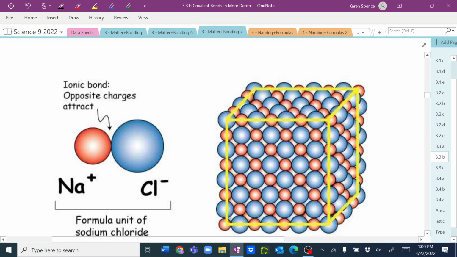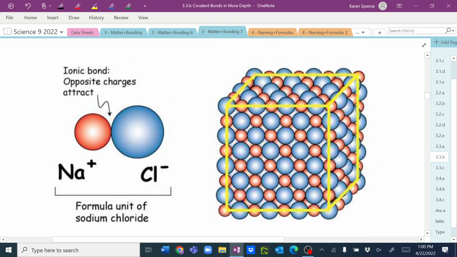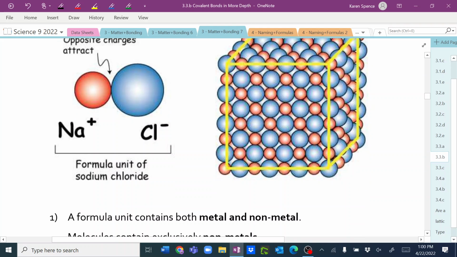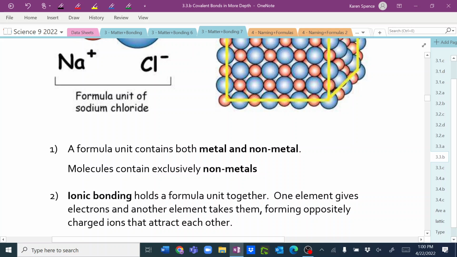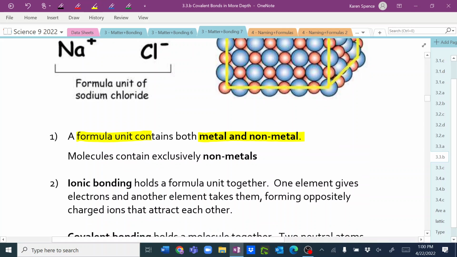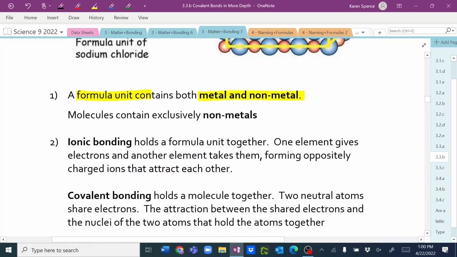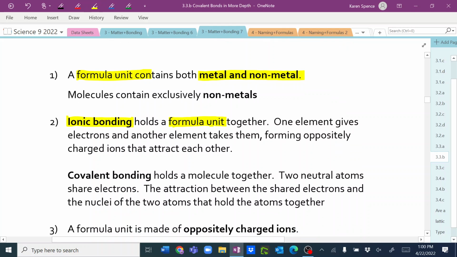Okay, so did we get, let's see, here is a formula unit. There's our crystal lattice. Number one, did we get the first one? A formula unit contains both metal and non-metal, whereas molecules are made exclusively of non-metals. So we got that one, yay. Ionic bonding is the kind of bonding in the formula unit, so we got that one. Whereas covalent bonding is for a molecule.